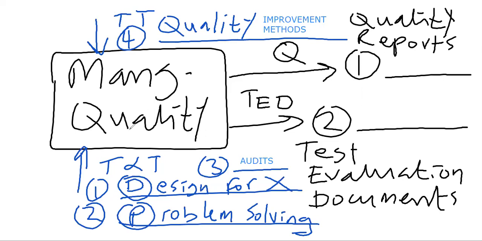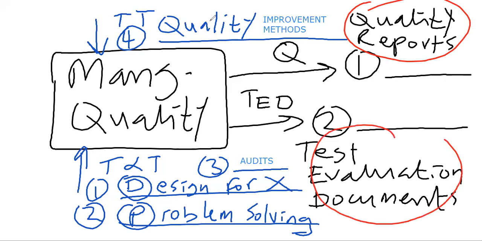Just ask the question, why is this featured here? Why do I need to know about quality reports? Because management needs to know the state of quality on the project. This quality report encapsulates everything that happens, not only in manage quality, but also control quality. Test and evaluation documents are going to be used to record test and evaluation information in control quality.